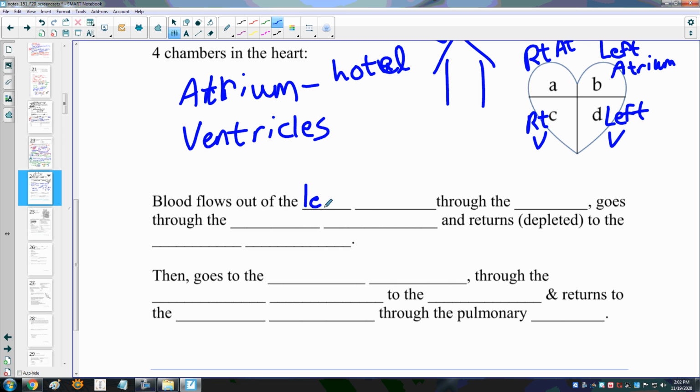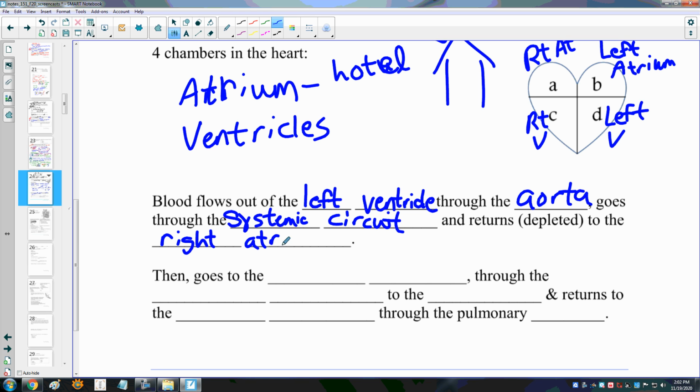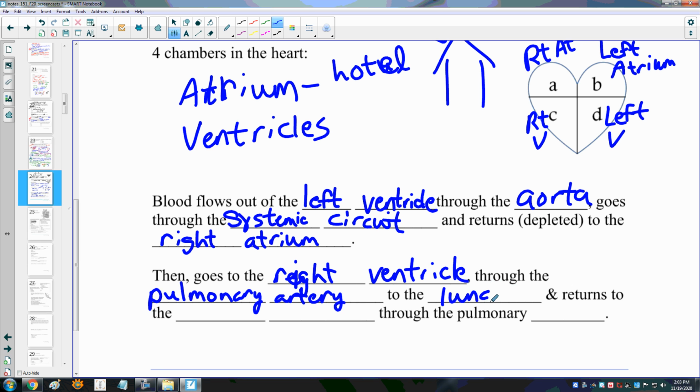Blood flows out of the left ventricle through the aorta, goes through the systemic circuit, and returns, now depleted, to the right atrium. Then it goes through the right ventricle, through the pulmonary artery, pulmonary like lungs, to the lungs, and returns to the left atrium through the pulmonary vein. I'll show you a more complicated figure that shows all these various parts, and I have a video that I want you to watch. But you need to know all these various things.